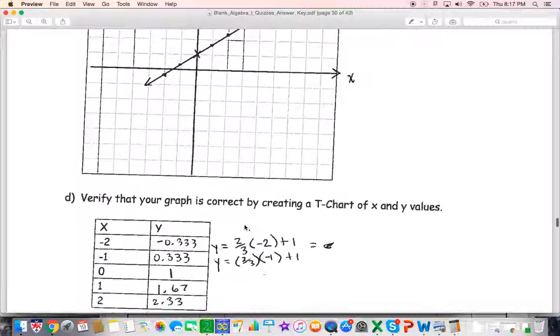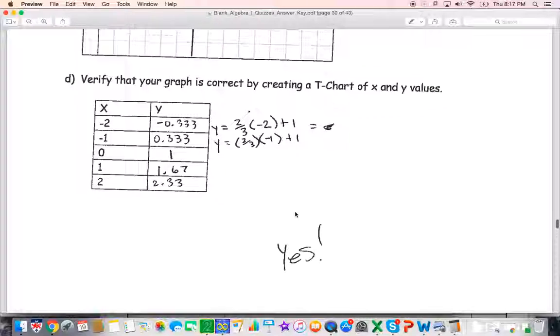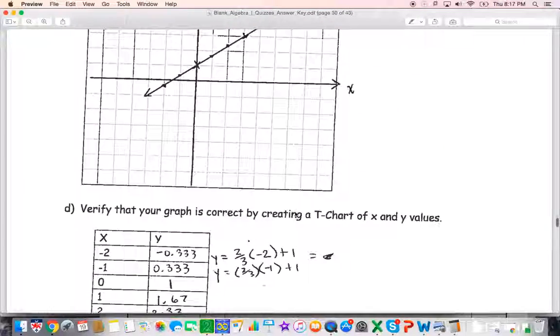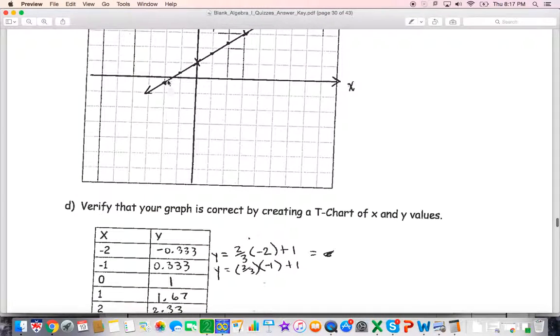In this question, I wanted you to practice using the t-chart again. So we went ahead and plugged in our -2. I showed a couple because I wanted to be absolutely sure. We plugged in -2 and then plus 1. And so we got when x is -2, y is -0.333.